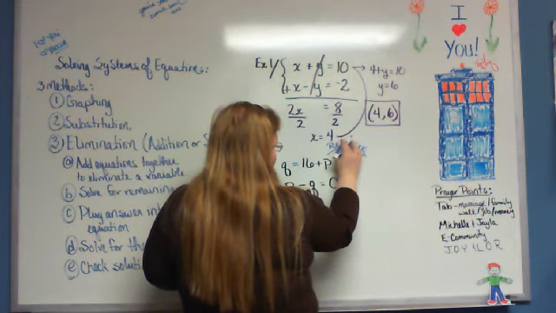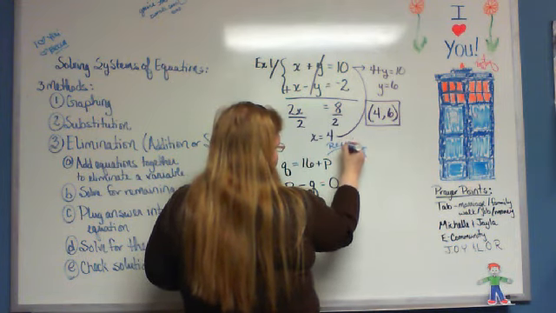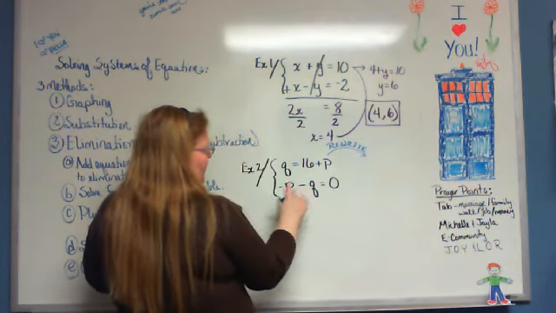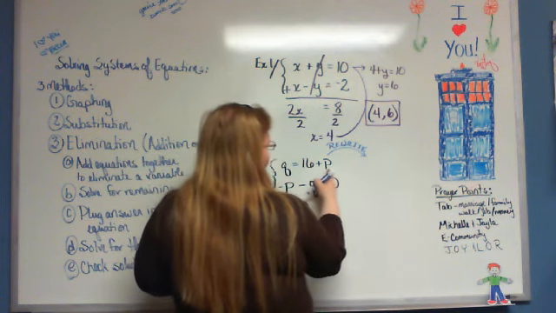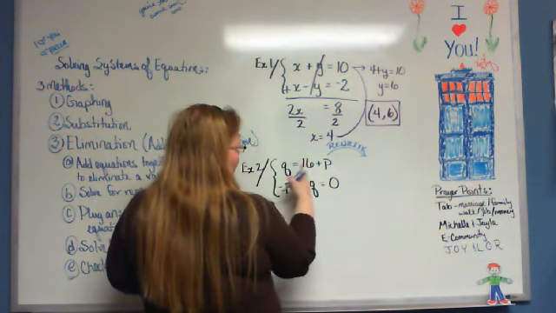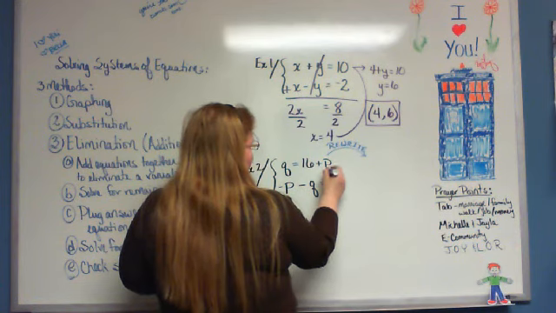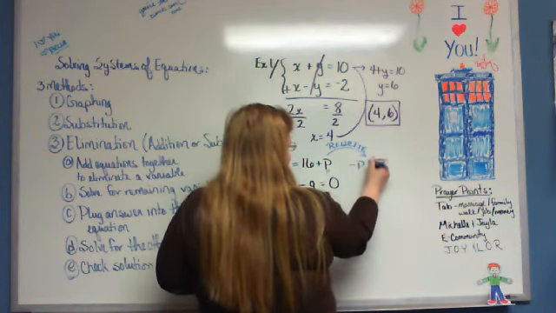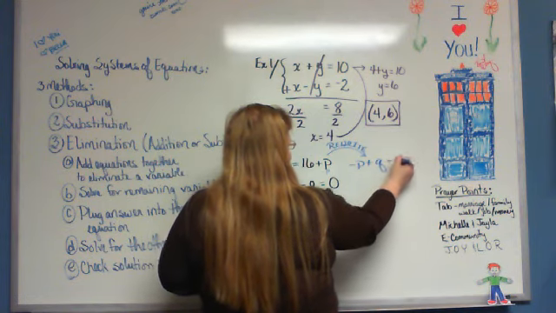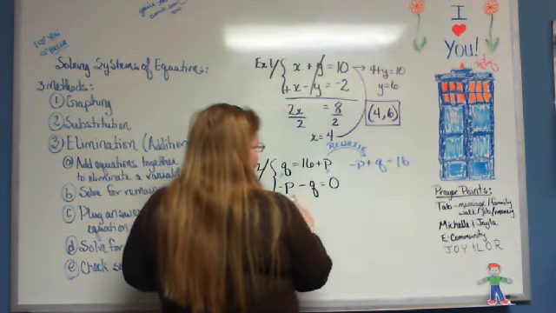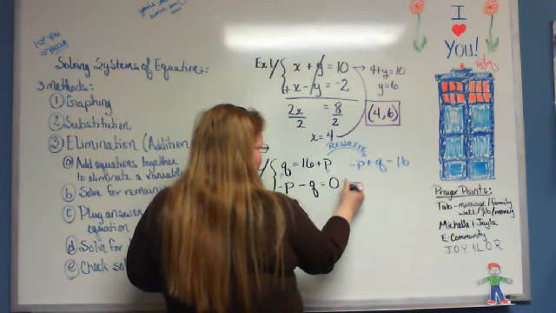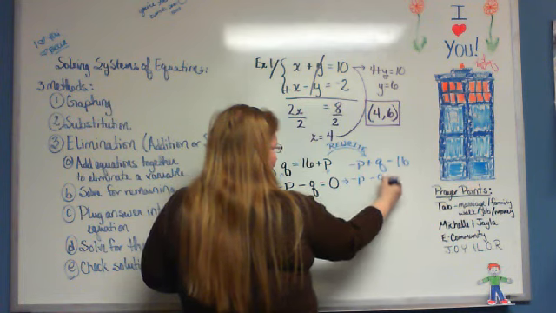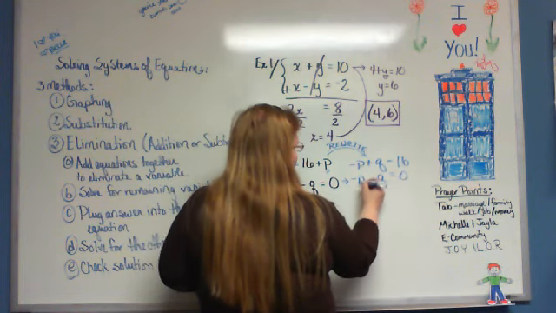I want to rewrite it so that it looks the way I want it to look. Now this had P and Q is alphabetical, so I'm going to put my P on this side where my Q is. So that means I'm going to have to subtract P from both sides. So that's going to give me negative P plus Q equals 16. And then I'm just going to move this one over. So that gives me negative P minus Q equals 0.